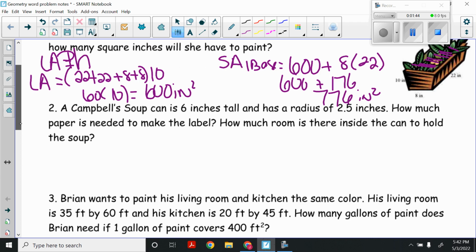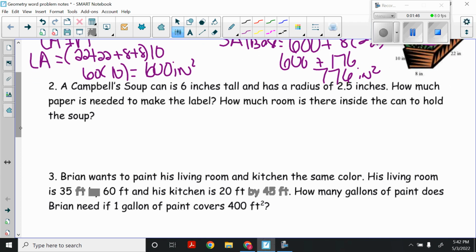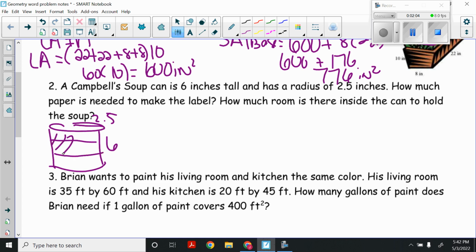And number two, the Campbell soup can is 6 inches tall and has a radius of 2.5 inches. Okay, so soup can, we're a cylinder. So it's 6 inches tall, radius of 2.5. How much paper is needed to make the label? Remember that our label goes around the can, right? Not on top and bottom. So that is the lateral area.